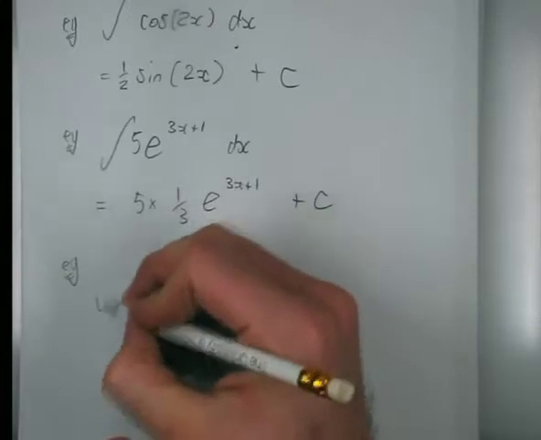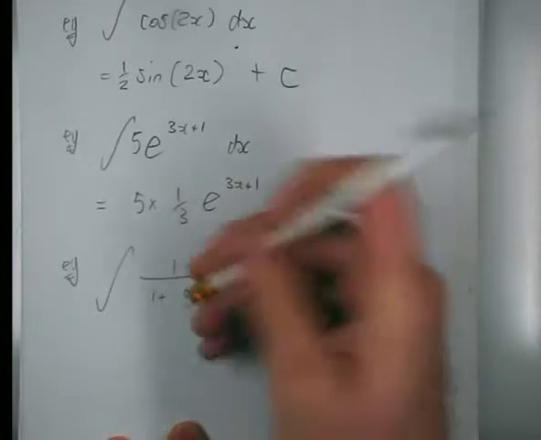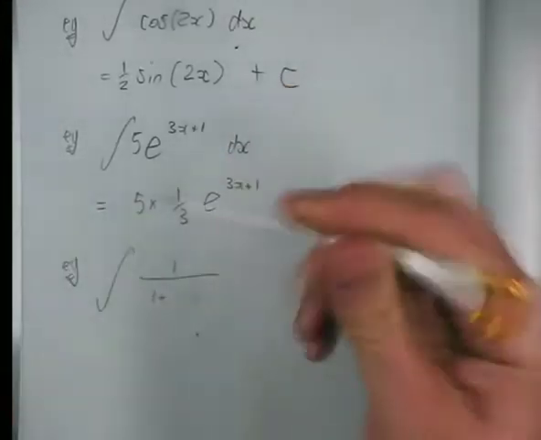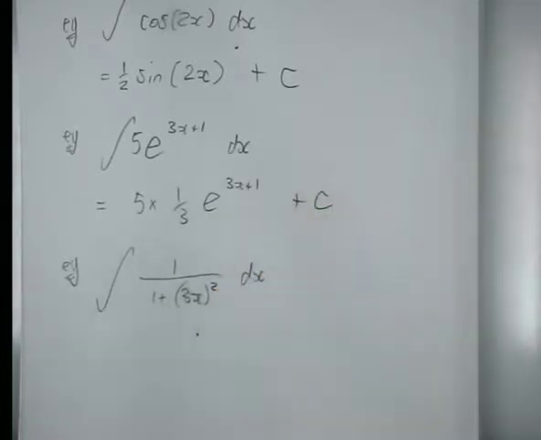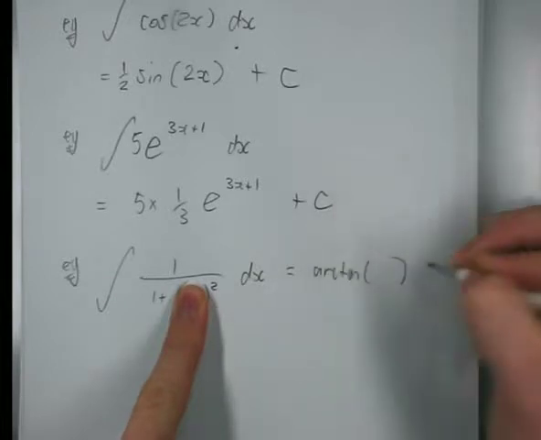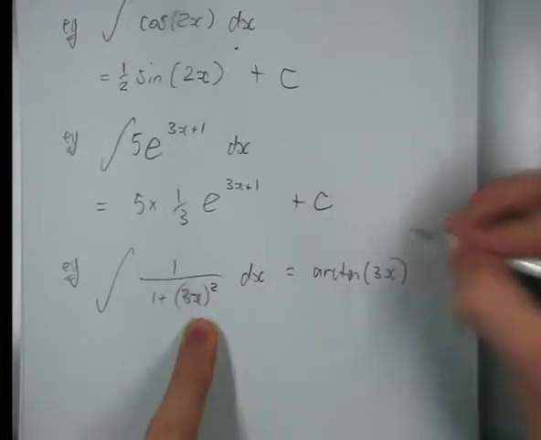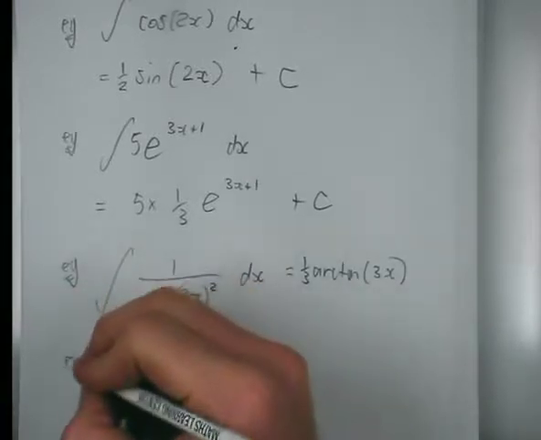What about this one? That one there. Same deal. If it was an x, it would be 1 over 1 plus x squared. So the integral would be arctan. But what's there is 3x, so I'll have to divide by the 3. And do be careful if what's there isn't a plain number.